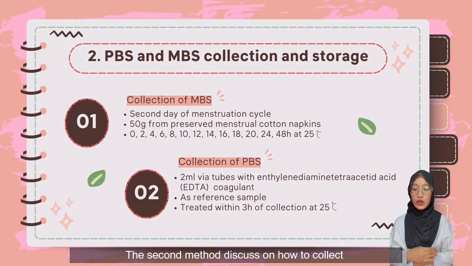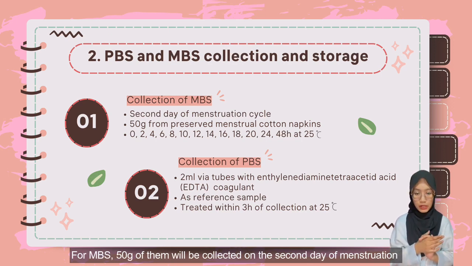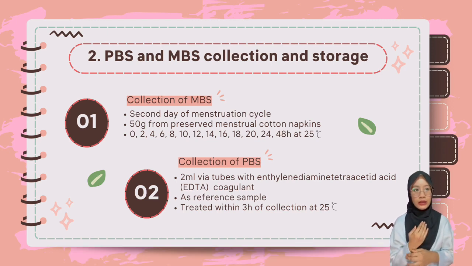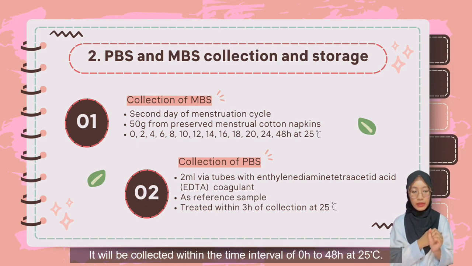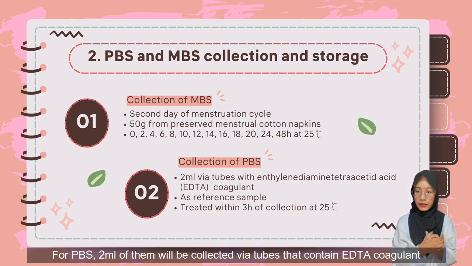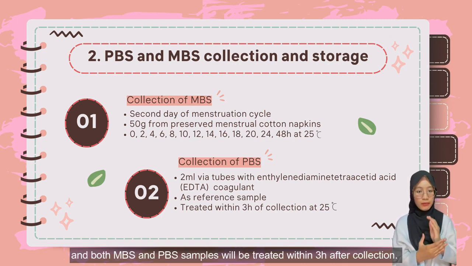The second method discusses how to collect and store the peripheral and menstrual blood samples. For menstrual blood samples, 50 grams will be collected on the second day of menstruation from preserved menstrual cotton napkins. It will be collected within time intervals of 0 hours to 48 hours at 25 degrees Celsius. For peripheral blood samples, 2 ml will be collected via tubes that contain EDTA anticoagulant. These samples will be treated as the reference samples, and both MBS and PBS samples will be treated within 3 hours after collection.